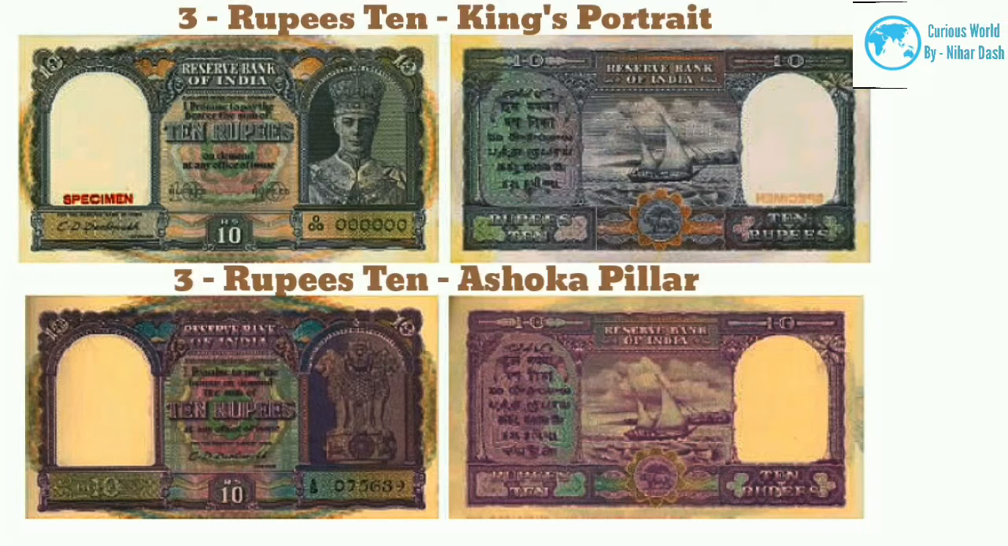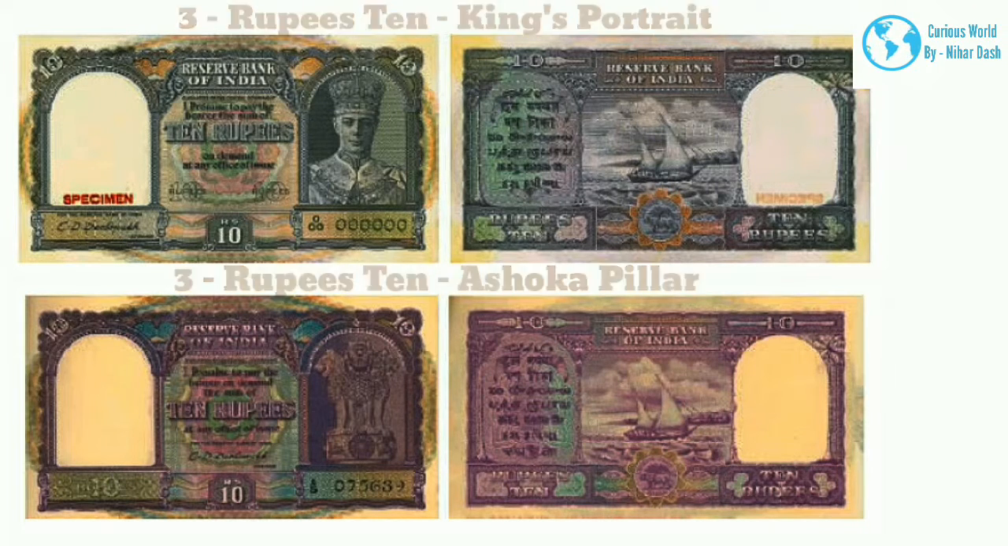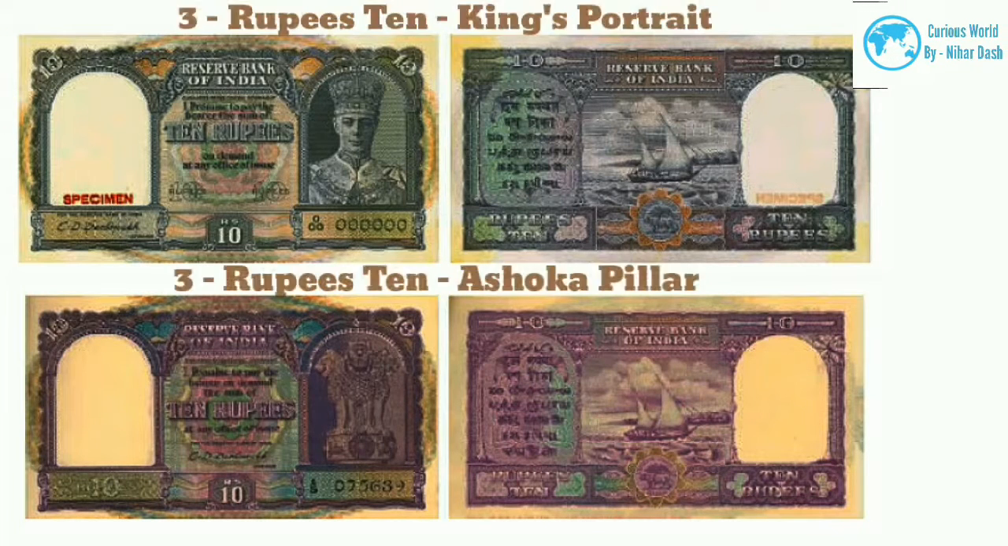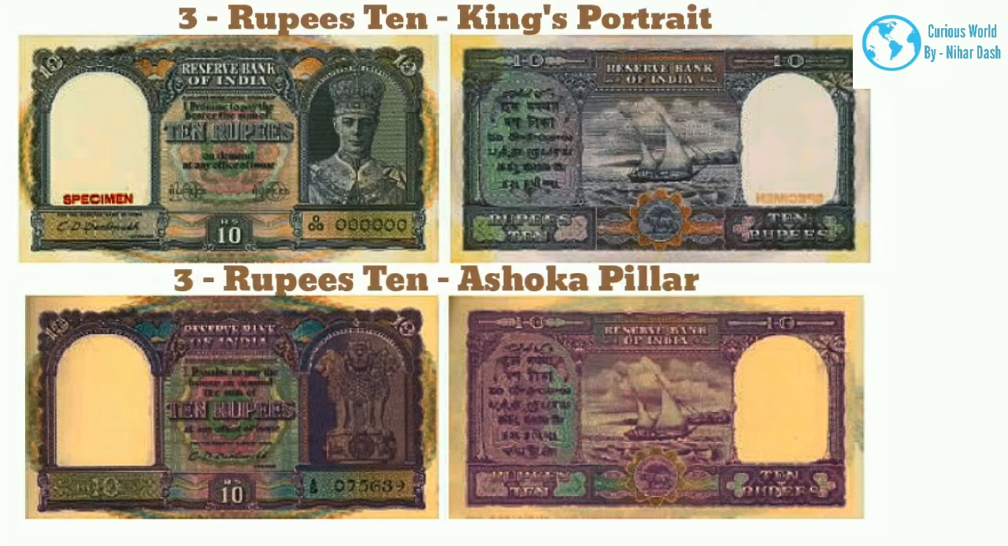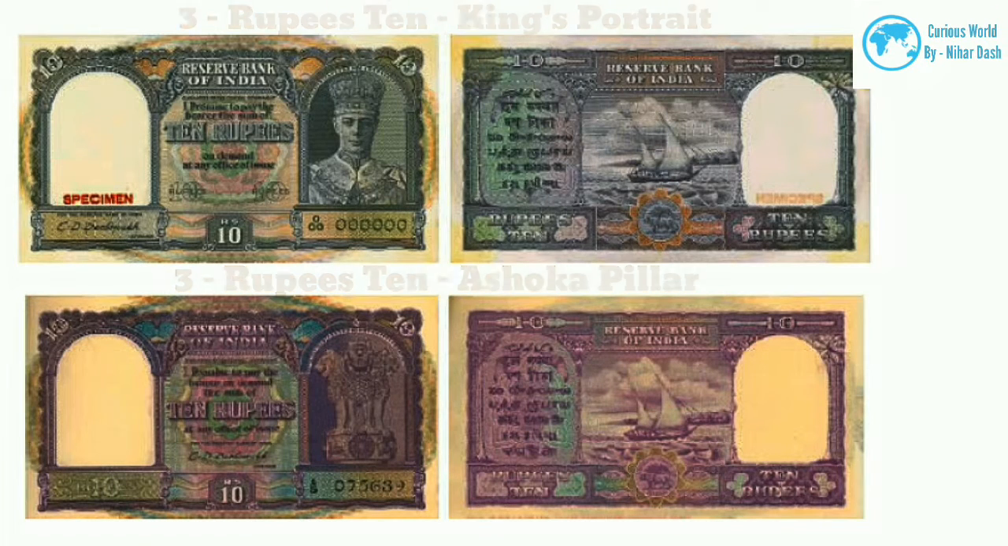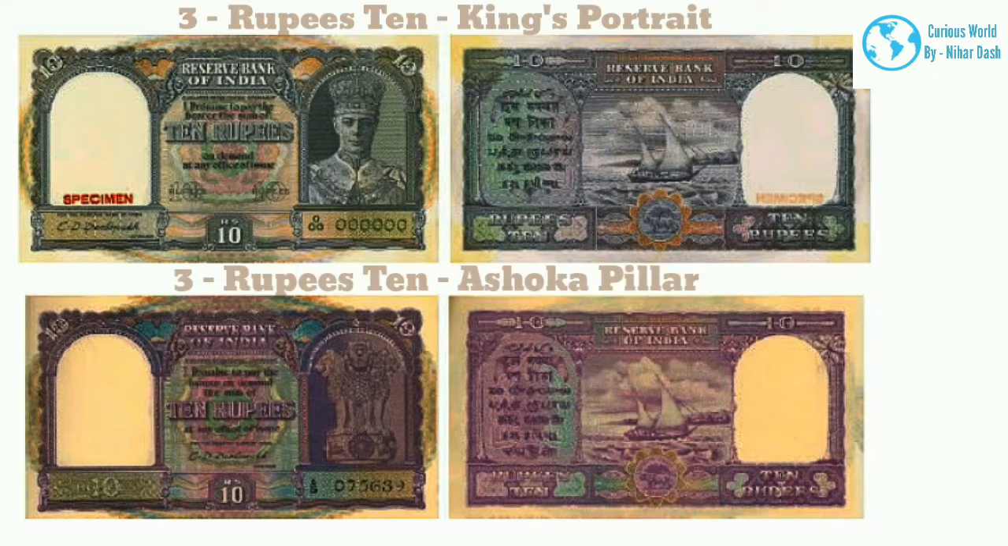In 1950, the first Republic India banknotes were issued in the denominations of Rs 2, 5, 10 and 100. There was slight variation in color and design in case of Rs 2, 5 and 100 notes. The ship motif on the reverse of Rs 10 note was kept intact for the sake of continuity.